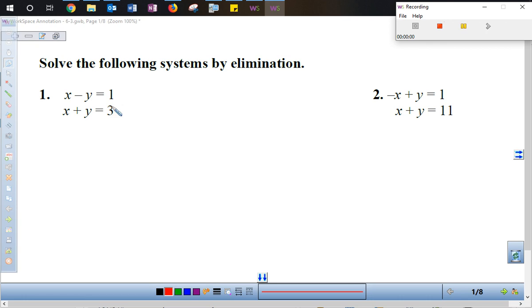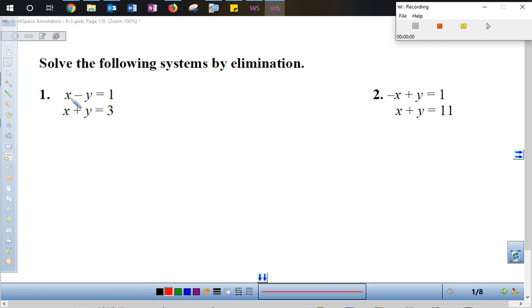Now the goal of elimination is to make one of the variables go away. We want to eliminate one of the variables, and we're going to do that by adding the two equations together. Now, if we have everything set up correctly, one of the variables will just completely disappear and we'll only have one variable to work with. So that means we also have to have one of the variables that has the same coefficient, so the same number in front of it, and different signs.